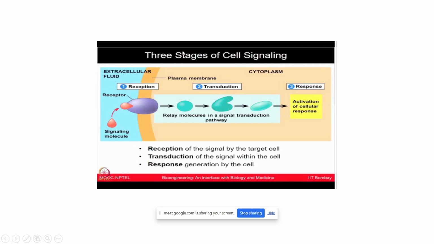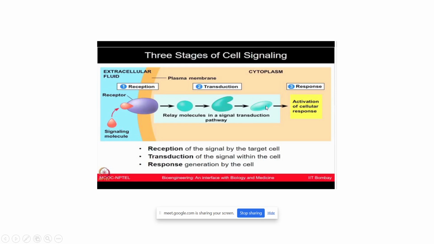So this is what the three stages of cell signaling are. Once the signal reaches the cell, the cell takes in that specific signal, and there is a relay in the signal transduction itself. This specific pathway is called a signal transduction pathway.